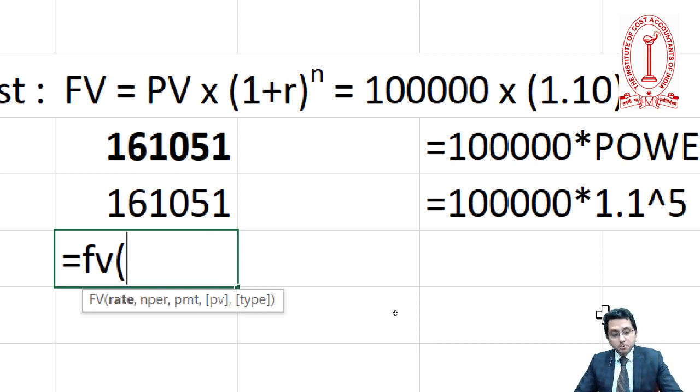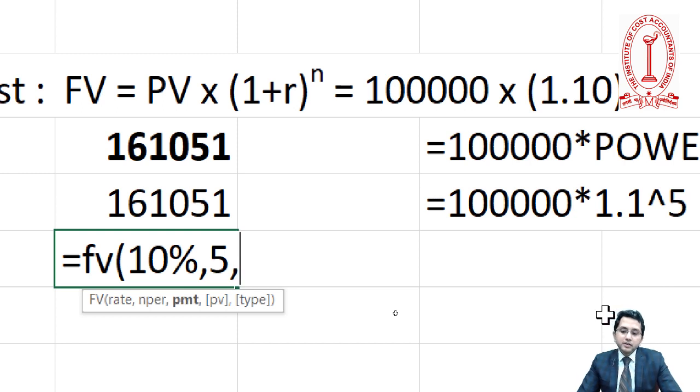But if you simply type 10, then Excel will consider it as 1000%. So better to put a percent sign with rate to avoid any confusion. Then comma, number of periods, how many years are there? 5 years. Then comma, then it is asking me PMT.